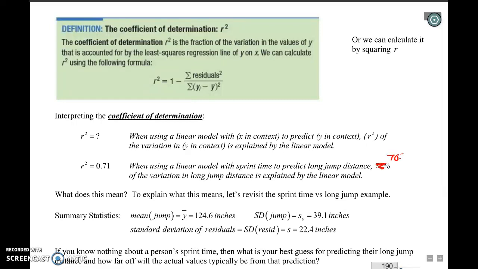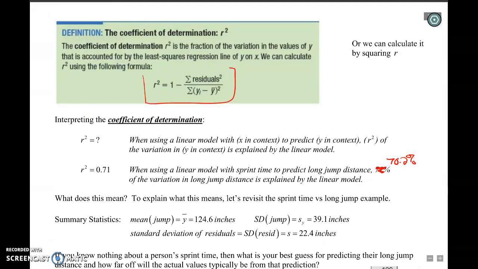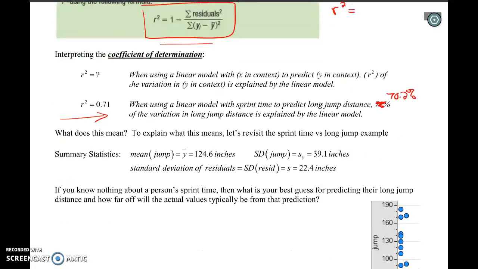All right. So in this video, I'm going to attempt to explain to you guys where this formula comes from, the formula for the coefficient of determination, with this interpretation here. Remember, it's just R squared. So if you can calculate the correlation coefficient and you square it, that's the same number. But if we think about it using this formula, we can understand a little bit why it is a measure of the variability in long jump distance that's explained by the linear model.